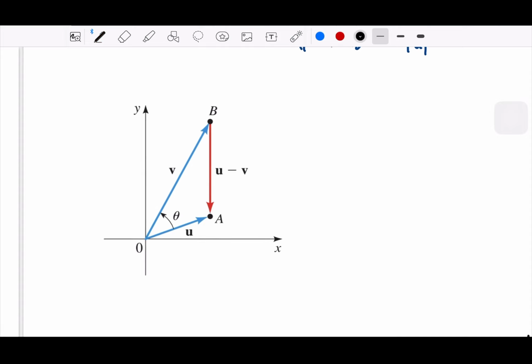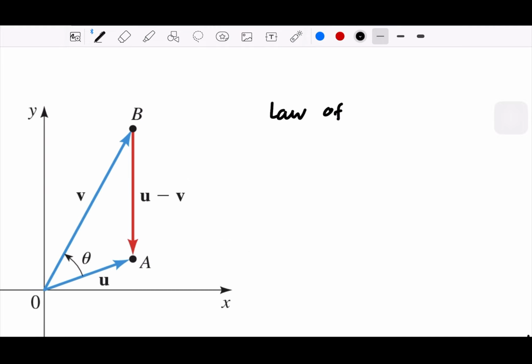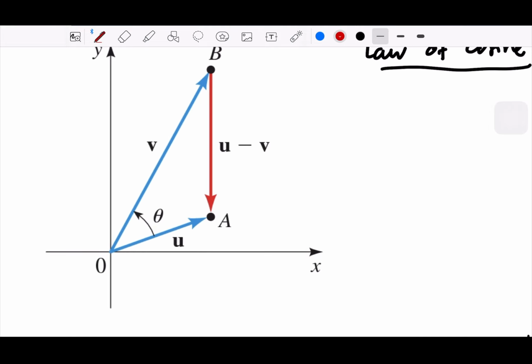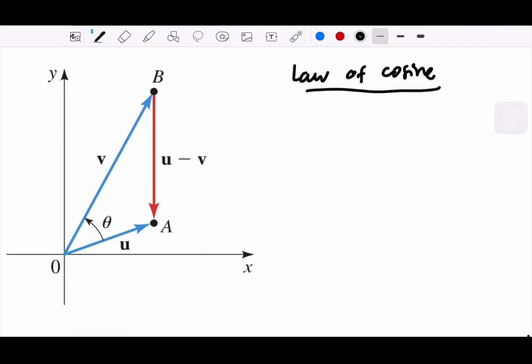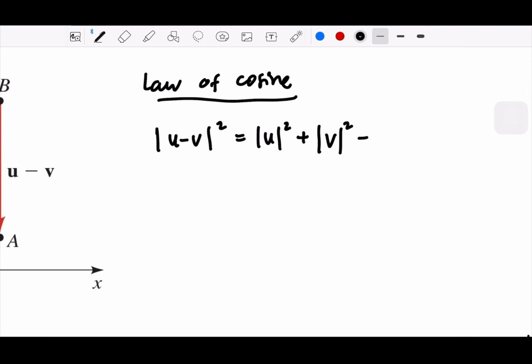Now from this u minus v, if we apply the law of cosines, which means we are going to include this theta, because it's in front of this side, right? In the law of cosines, the length of u minus v, the length meaning the magnitude value, squared is equal to the lengths of the other sides squared, we add these two, and minus 2 u v cosine theta, right?